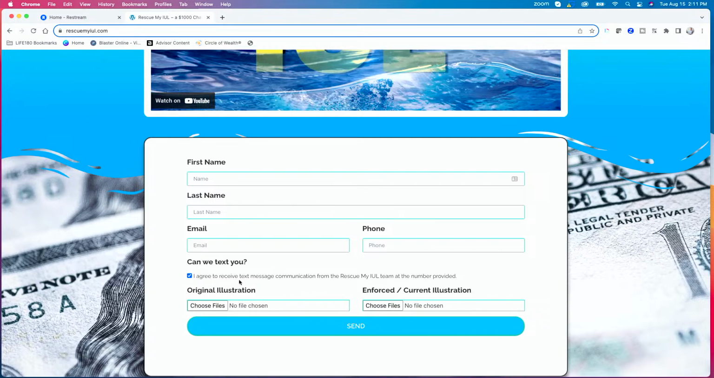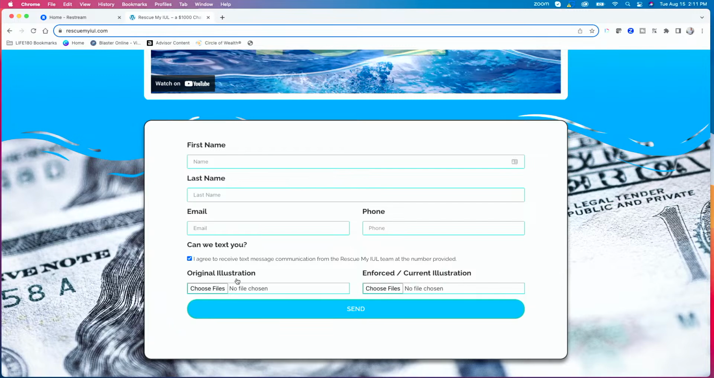We just ask that you agree to communicate via text message with us because obviously it allows us to do our job more effectively. If you are doing that, then you have the original illustration that you can submit. It's a PDF format of whatever illustration that you have. Now, just so you know, the original illustration is not required. It is absolutely suggested. If you have it, please include it because it will give us a lot of value.